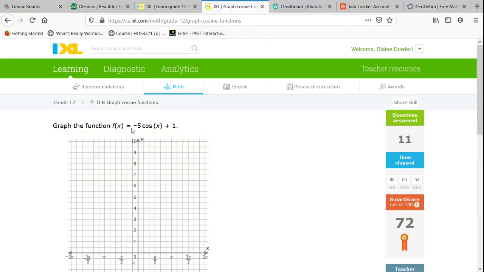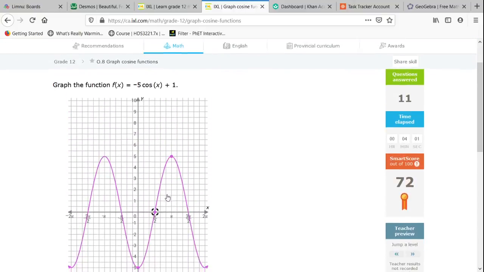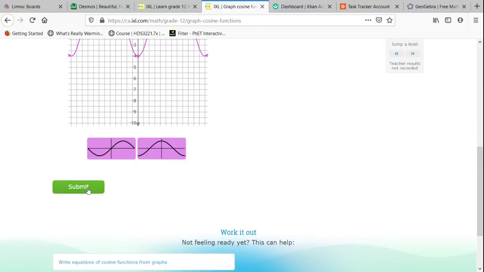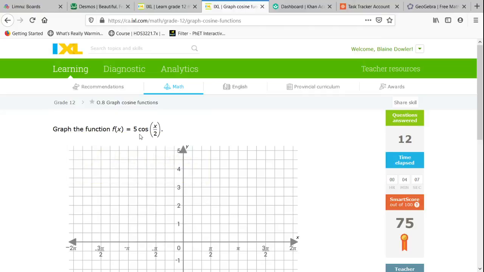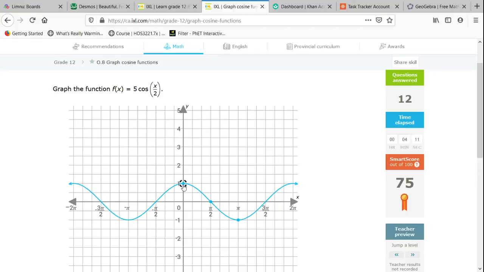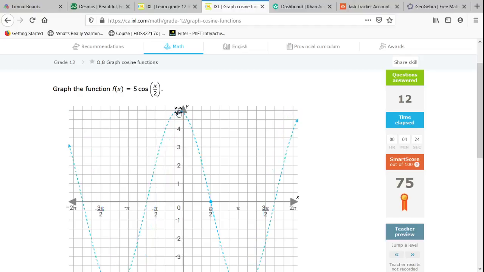Now here we have a negative 5 cos x plus 1. So there's our negative 5 times the cosine of x, and then we add 1 over here. 5 cosine of x over 2. So there's our amplitude of 5. And that x over 2 means our period is now 4 pi, not 2 pi. 2 pi divided by 1/2 is 4 pi.